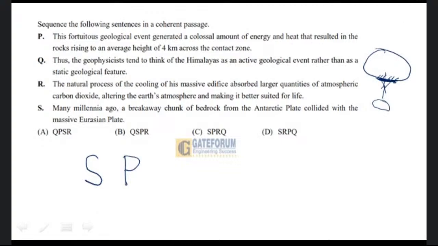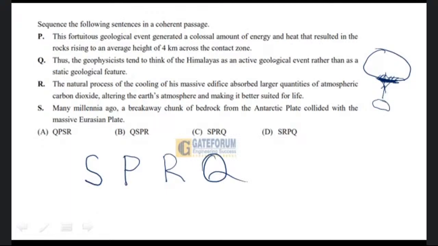Okay. So after that, must be R. The natural process of the cooling of this massive edifice, the crack and the height, absorbed larger quantities of atmospheric carbon dioxide, altering the Earth's atmosphere and making it better suited for life. Thus, so thus means conclusion of the sentence, the whole passage.